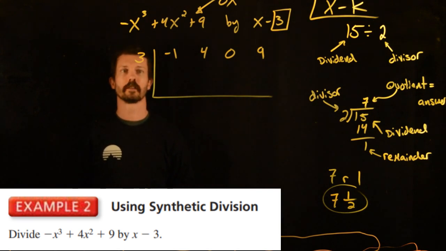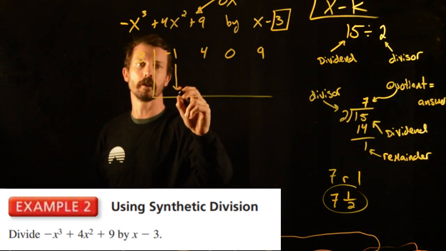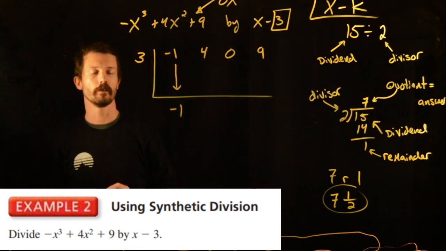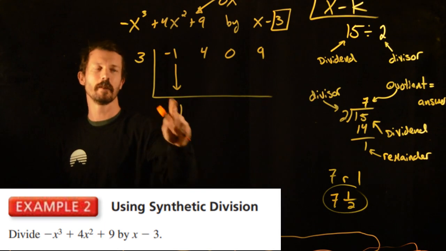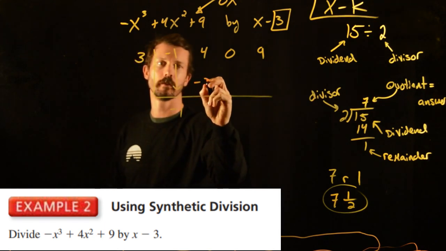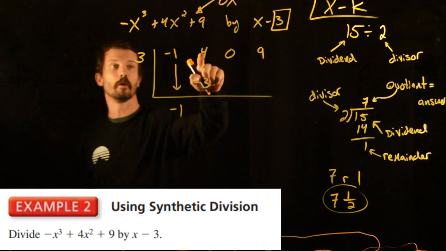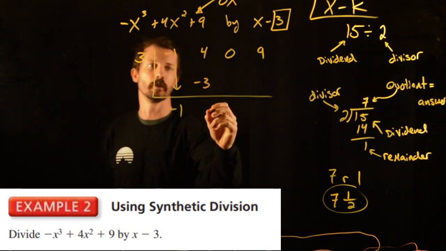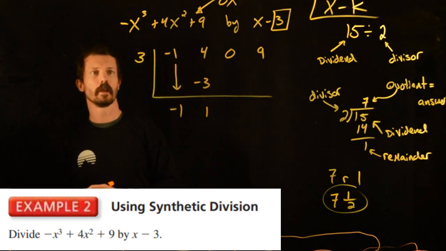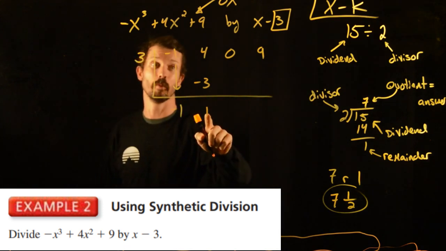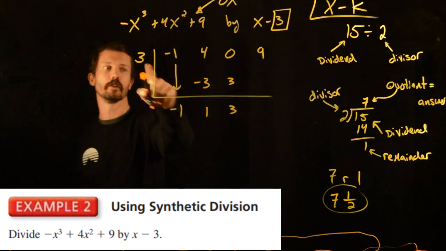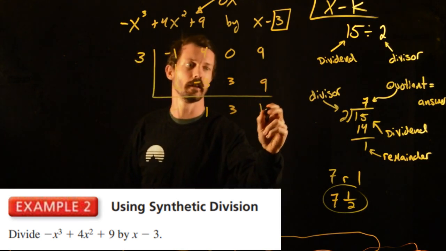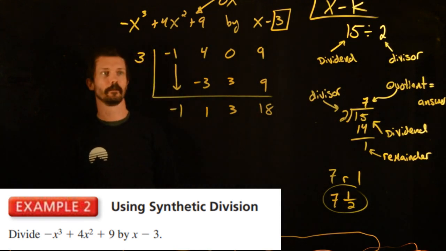All right, so the next step, what we're going to do is bring down the first value, so negative 1. Pretty straightforward. Now we're going to do 3 times negative 1. Well, what's 3 times negative 1? Negative 3. Now we put these two together, and we get 1. Then 3 times 1, which is 3. Put those together, and you get 3. Then 3 times 3, you get 9, and then you get 18. So we have negative 1, 1, 3, and 18.